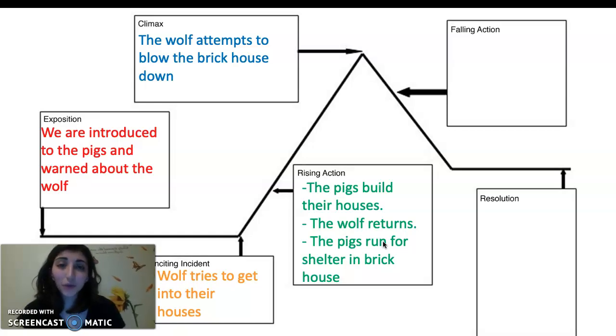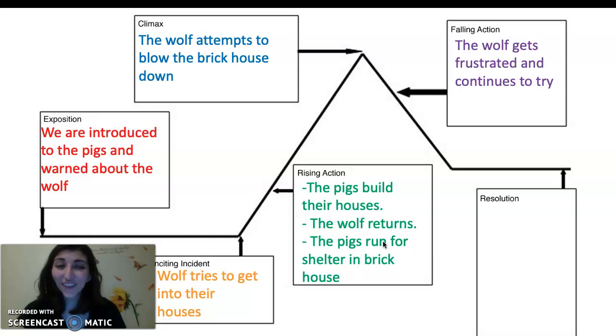Because this is when our protagonists are feeling the most suspense, the most tension, and things are really starting to turn around for them because they don't know if they're going to live or die. So the falling action of The Three Little Pigs is when the wolf continues to try, but then ends up getting frustrated. So these are all his attempts to continue to blow down the brick house. But when he finally gives up, that is our resolution.